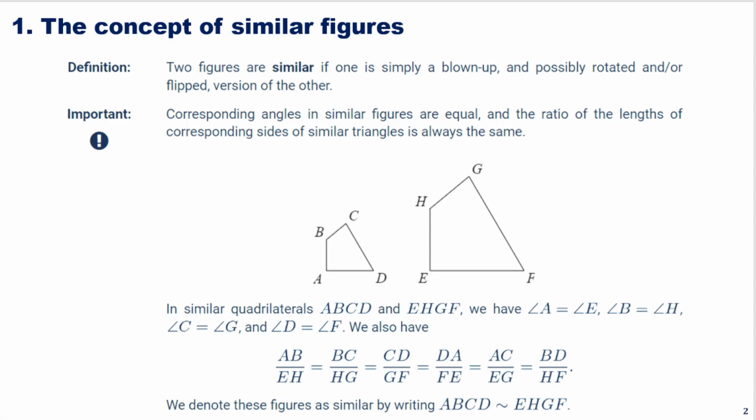Okay, first of all, let's have a look at the concept of similar figures. Well, you can compare this concept with congruent figures. See, it's a very similar concept except that there are trivial differences. Two figures are similar if one is simply a blown up and possibly rotated or flipped version of the other. Corresponding angles in similar figures are equal, and the ratio of lengths of corresponding sides of similar triangles is always the same.